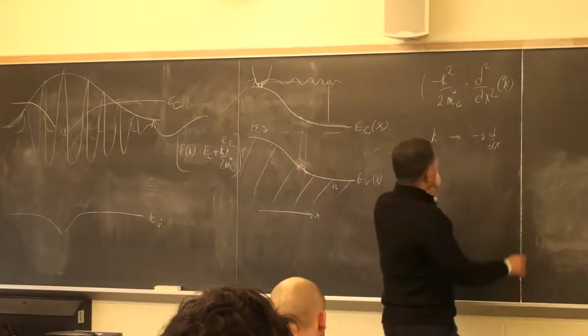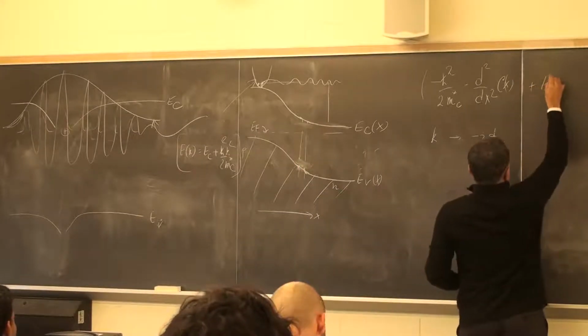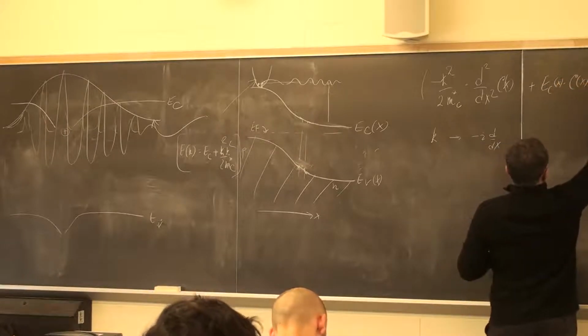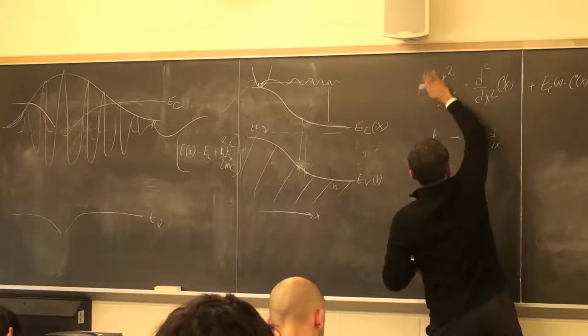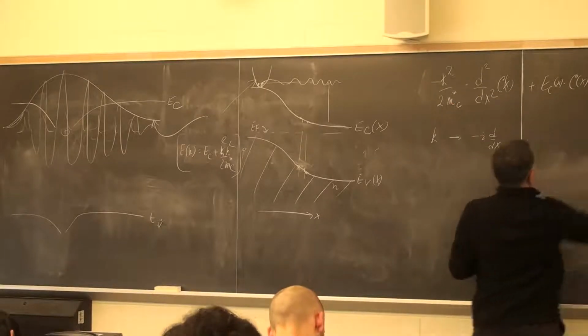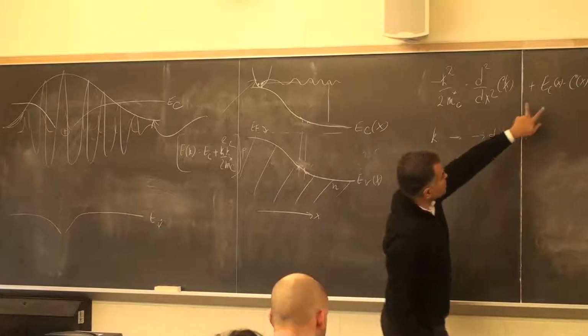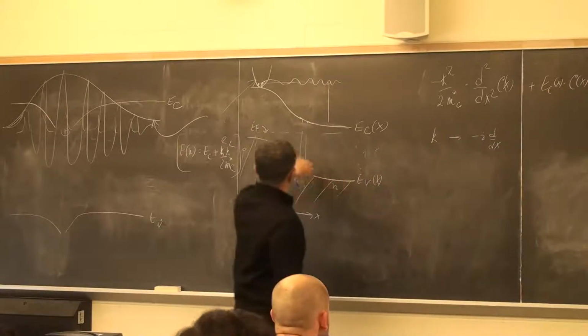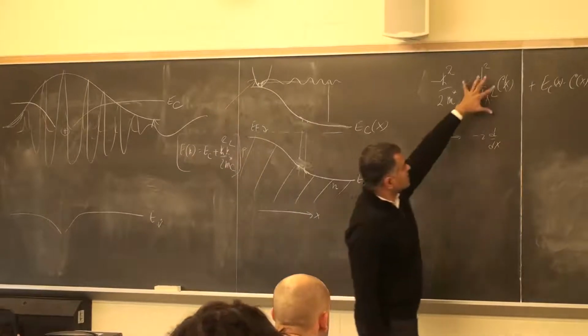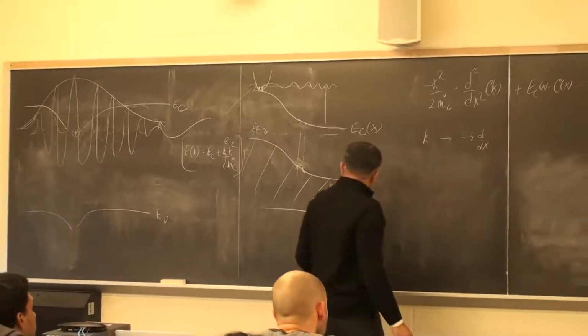So we're applying it now. Plus E_C of x times the envelope function psi of x is equal to the allowed energies times psi of x. So that's your modified Schrodinger equation. My potential minimum is here. This is the potential V term of Schrodinger, and that's the kinetic term.